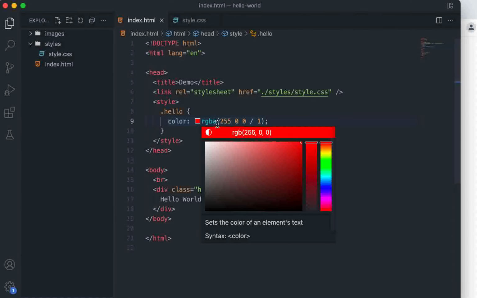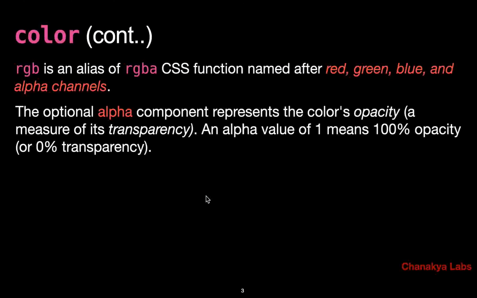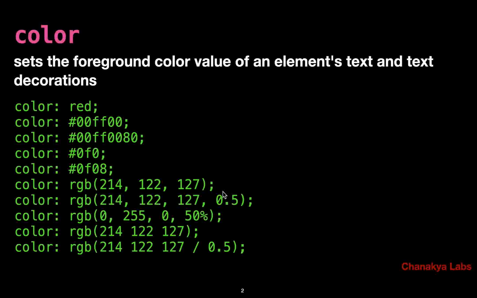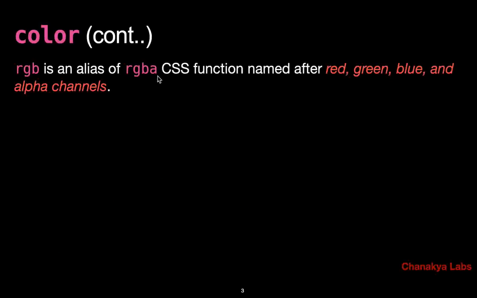RGB: red, green, blue, and alpha channel. In this format, if we have 4 arguments, then it knows that the alpha channel is there. And in this format, if there is a slash and something after that, then it knows that there is an alpha channel. There is no need to specifically say RGBA, which means that RGB and RGBA are aliases of each other. Red, green, blue, and alpha channel. Alpha channel means opacity channel. You can understand it as the opposite of transparency.